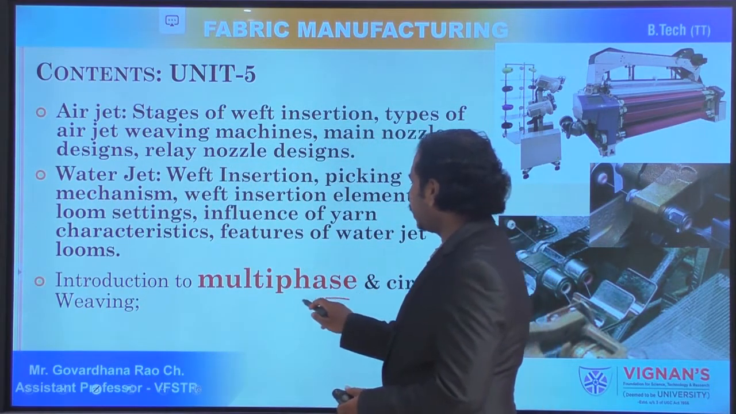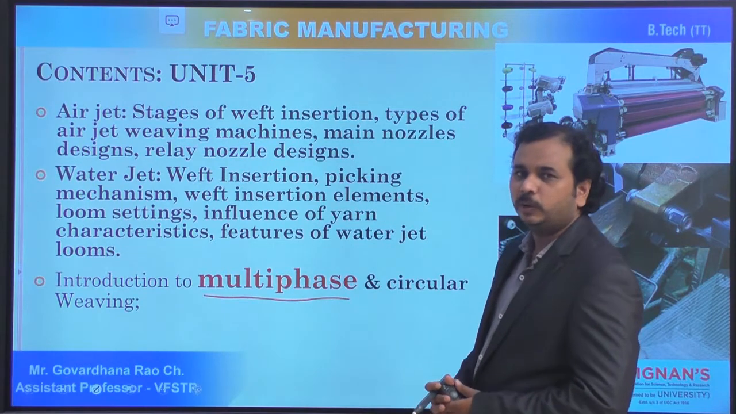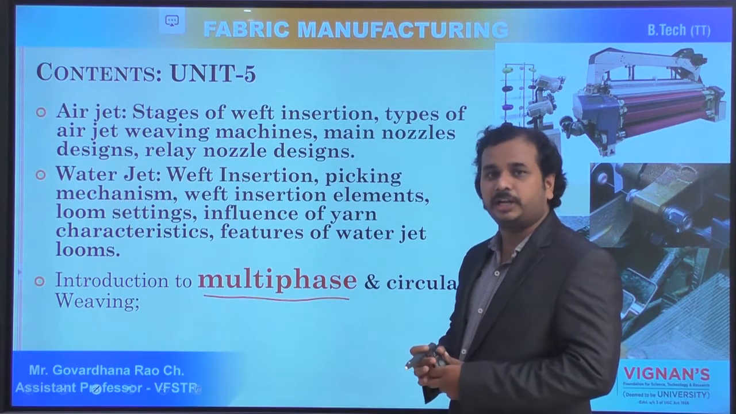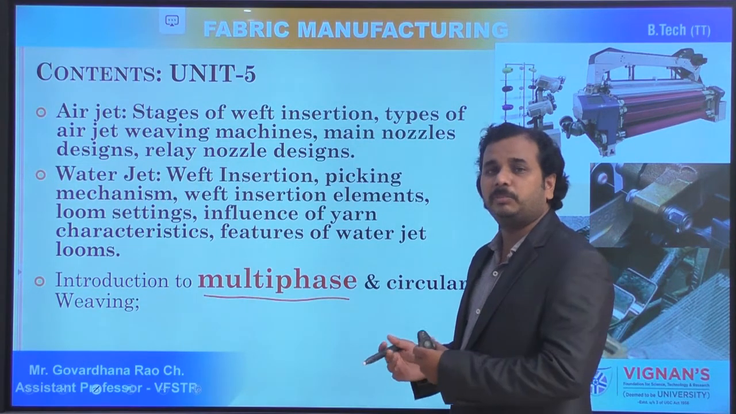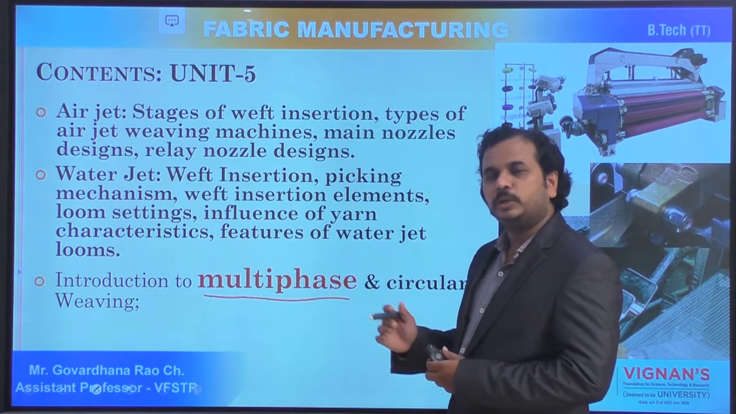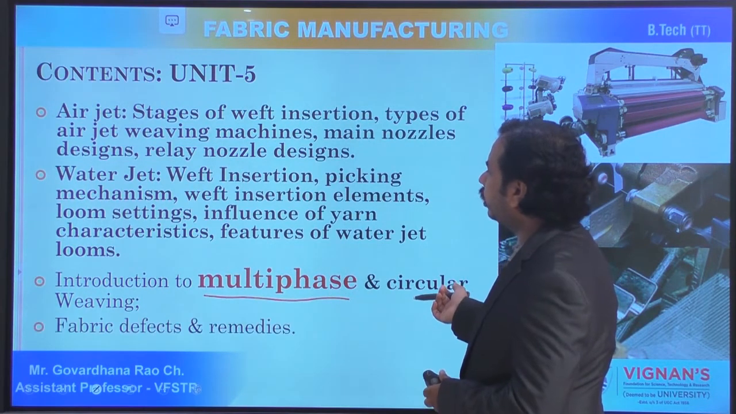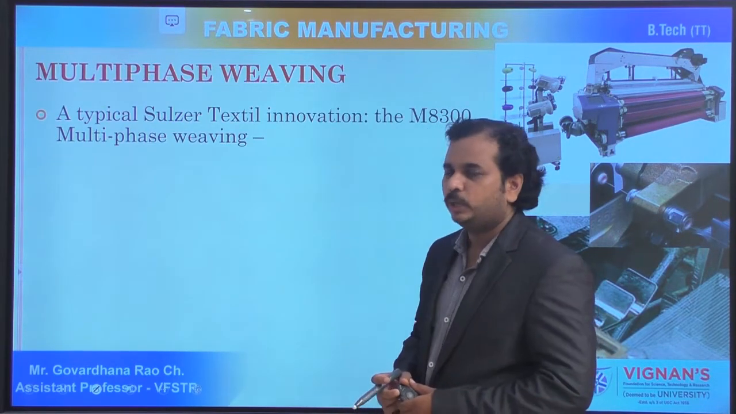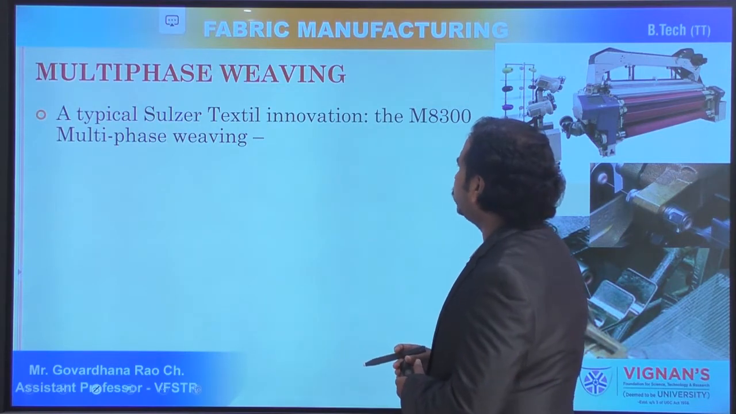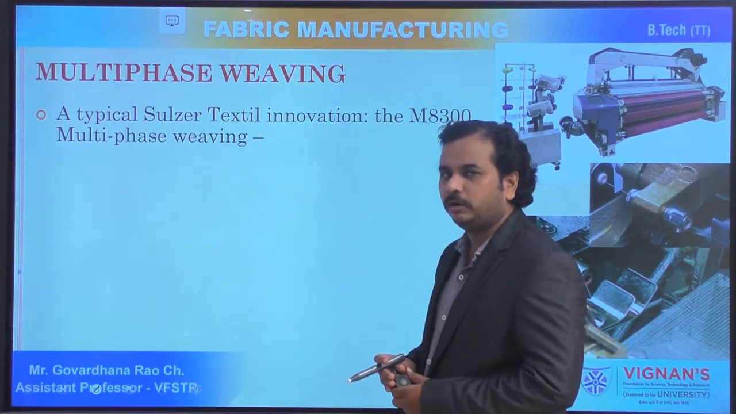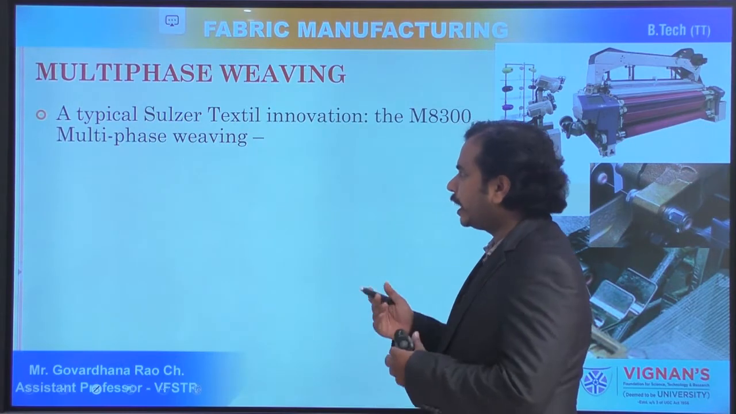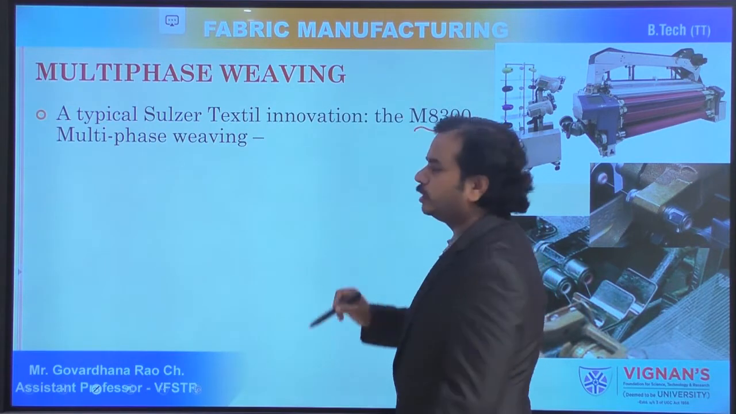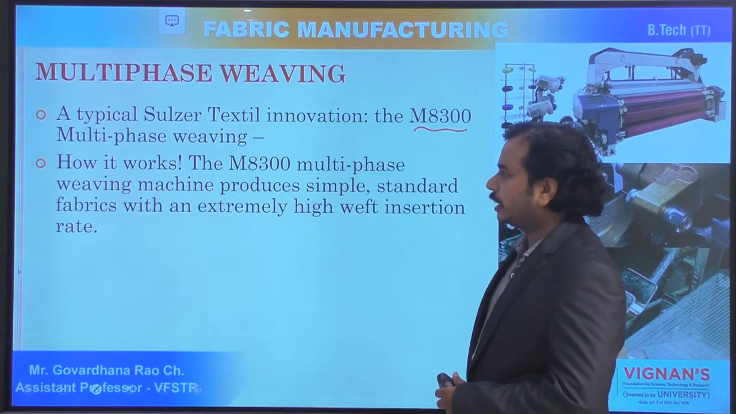So what exactly is multiphase weaving technology? How does weft insertion work, and how is it different from the other shuttleless weaving machines? What does the term multiphase mean? We will discuss one by one. Let us start with multiphase weaving technology. Sulzer textile innovation is one of the major innovations. There are different types of multiphase weaving machines, and out of these the M8300 is the most popular.